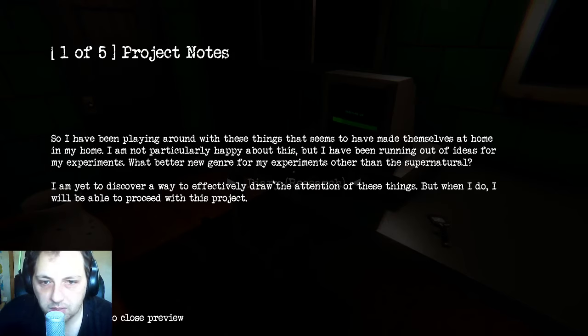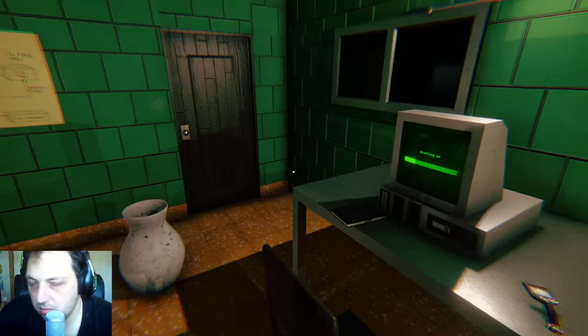So I've been playing around with these things that seem to have made themselves at home in my home. Not particularly happy about it, but I have been running out of ideas for my experiments. Great. What better new genre for my experiments other than the supernatural? Great. I am yet to discover a way to effectively draw the attention of these things, but when I do, I will be, oh god.